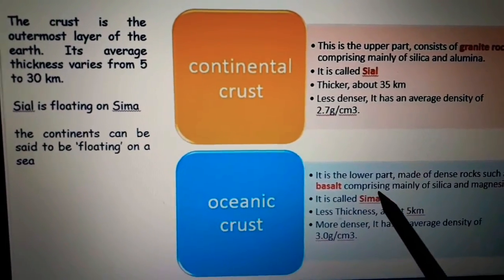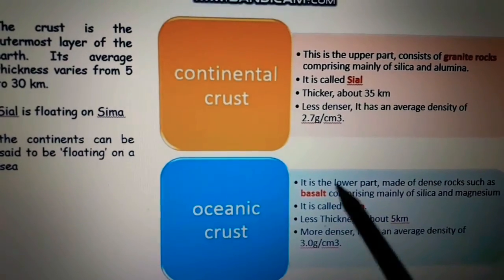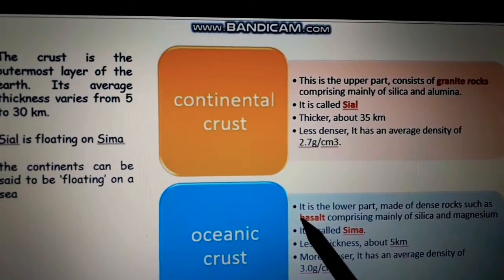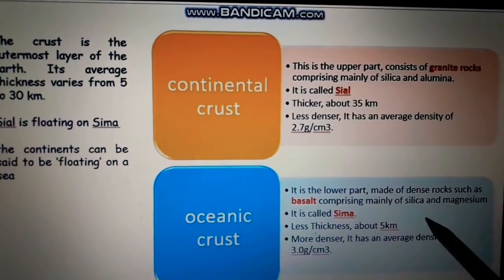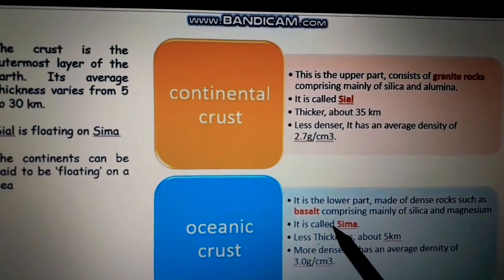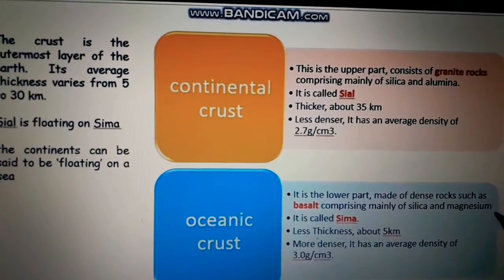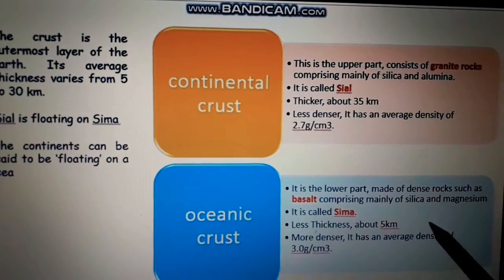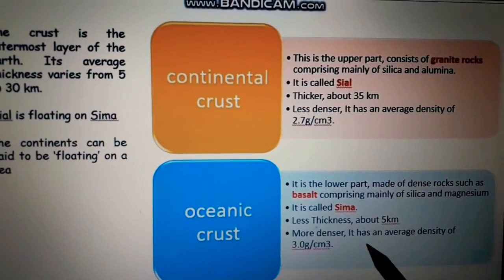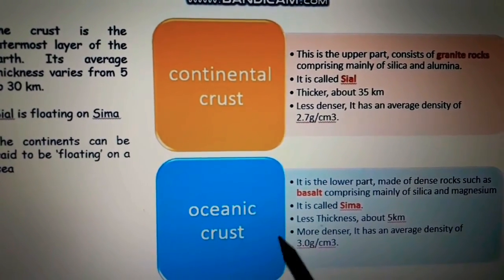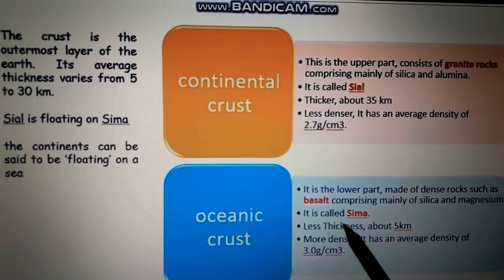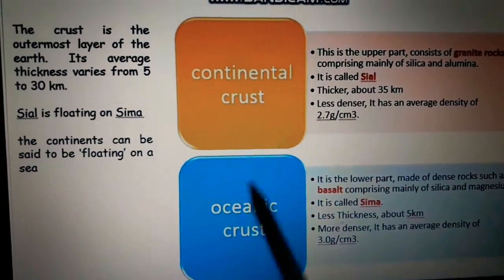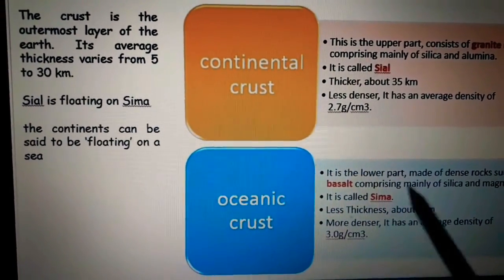Okay, next we'll see oceanic crust. It is the lower part made of dense rocks such as basalt. Okay, this is granite rocks. This is basalt comprising mainly of silica and magnesium. So it is called sima. Silica Si, magnesium Ma, sima. Less thickness, about 5 km. More dense, it has an average density of 3.0 grams per centimeter cube. Okay, and we know in our earth 71% is water only.